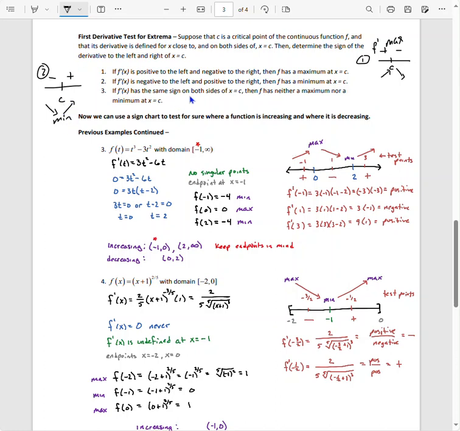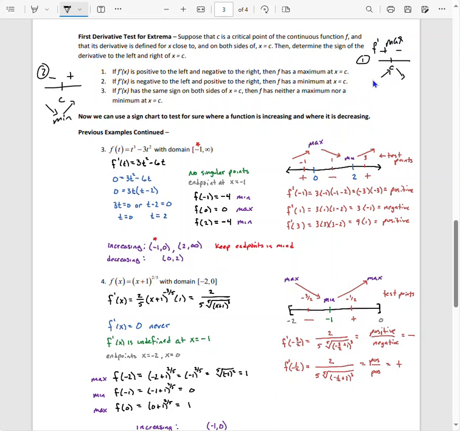Now, if it's the same sign, we got nothing. It has to be a change. We call this the first derivative test. If the value of the derivative changes from positive to negative or negative to positive, if it changes at c, then we know we have either a maximum or a minimum, depending on which one it is, at c.